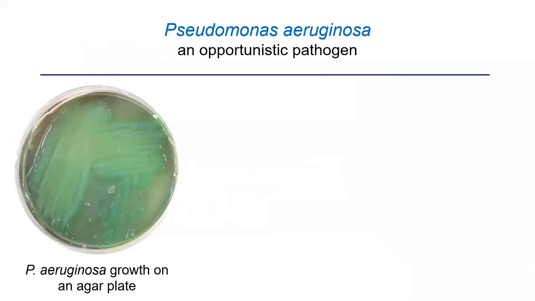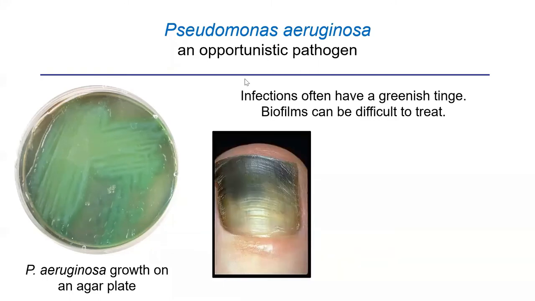One thing I said about it that is kind of interesting is when it grows on a petri dish, sometimes you get some interesting colors. Green is one of the more common colors. Sometimes there's even a strain I saw that was purple, which was quite pretty. And this actually shows up in some of the infections. So you can see there's somebody there with a kind of greenish fingernail infection with Pseudomonas.